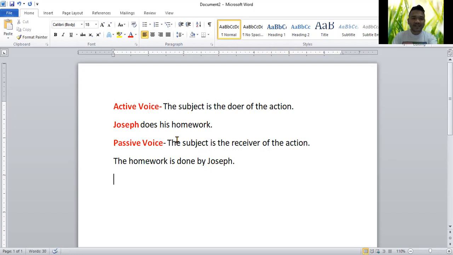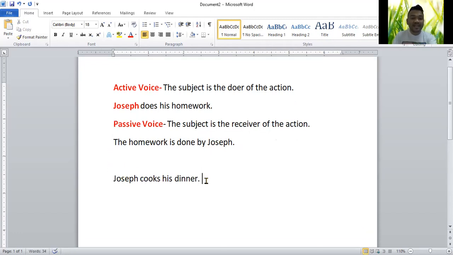Another example, active voice: Joseph cooks his dinner. Again, this is active. Joseph cooks his dinner. Now, by looking at the previous example, how can you make this active sentence into passive? Again, this is active.